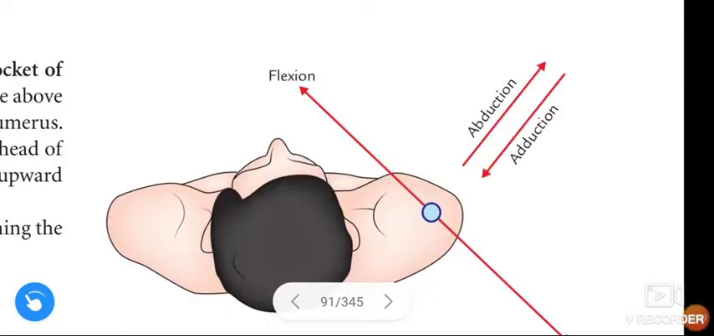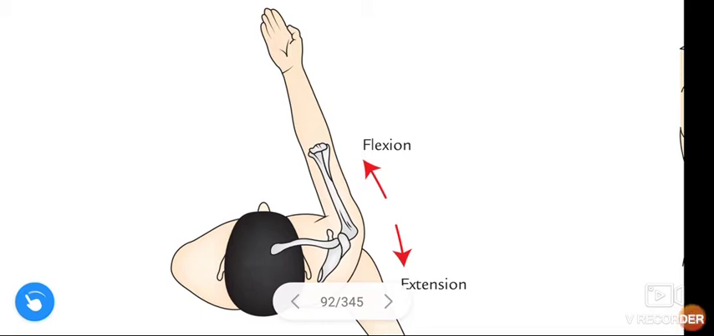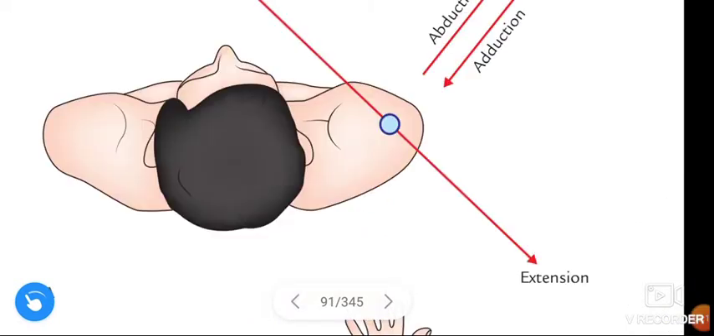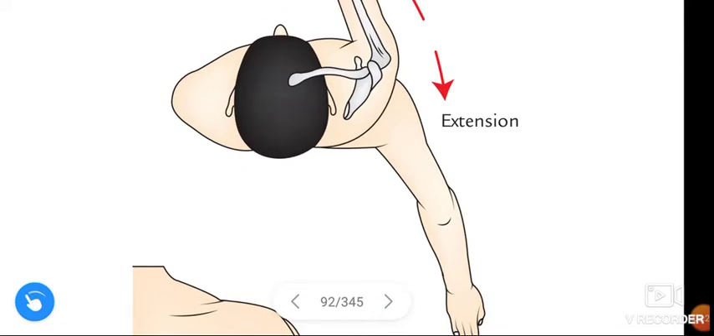See the movements. What is flexion, extension, abduction, adduction, and medial and lateral rotation? If the movement of your hand is in this direction, we call that flexion, like in this figure. And when the movement of your hand is in this direction, it is extension, as in this figure.